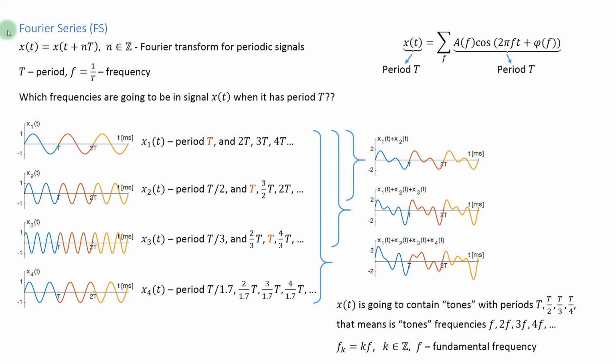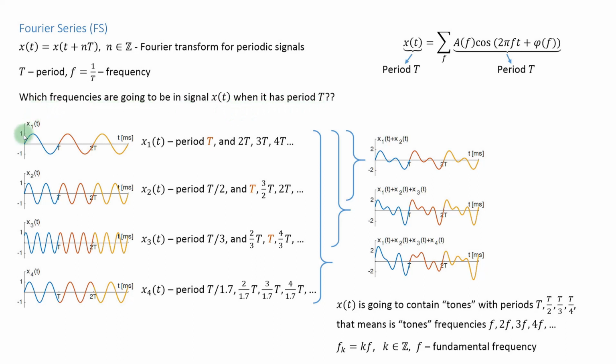Actually, there are 4 types of the Fourier transform. And the first type of the Fourier transform we will study in greater detail is the Fourier Series. We will deal with signals that are periodic with period t and frequency 1 over t. And the Fourier Series is actually the Fourier transform for the signals that are periodic. We will build the Fourier series in some smaller steps, and the first steps will be to find which frequencies are going to be contained in a signal that has the period t.